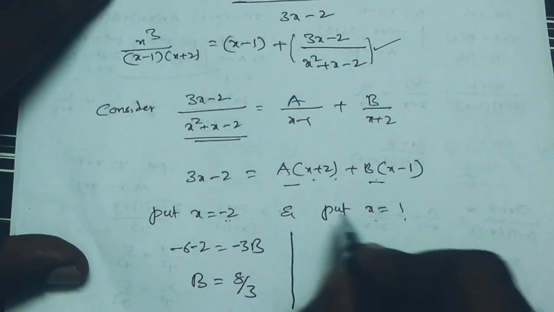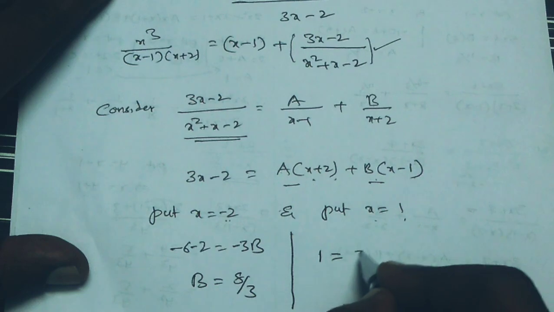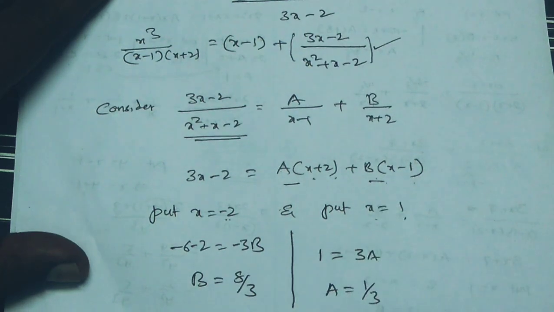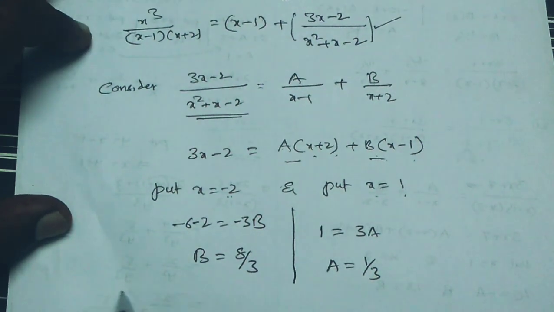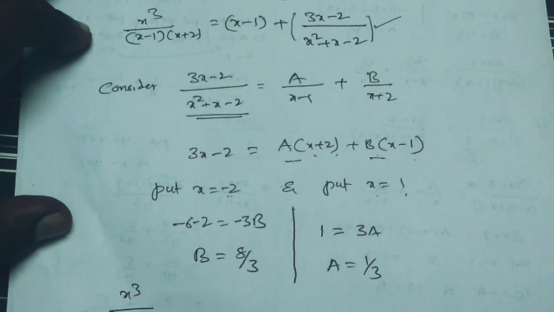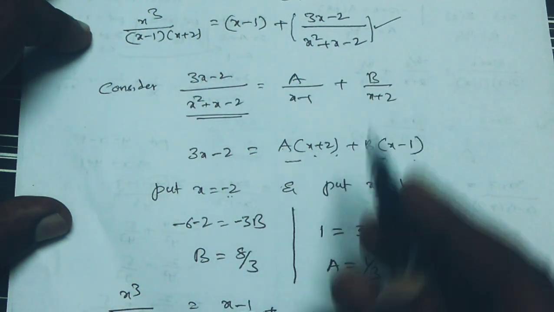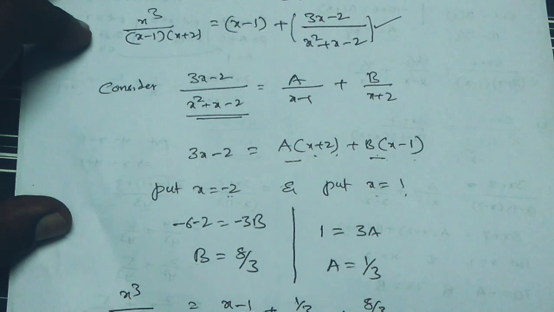When x = 1, this becomes 1 = 3A. Therefore A = 1/3. Therefore x cubed by (x - 1)(x + 2) can be written as 1 plus the partial fraction (1/3)/(x - 1) + (8/3)/(x + 2).